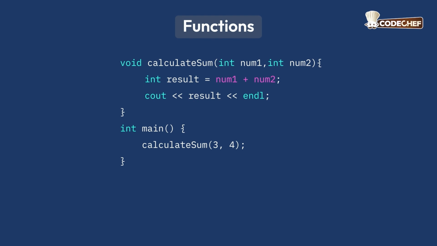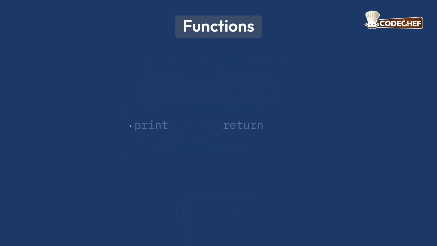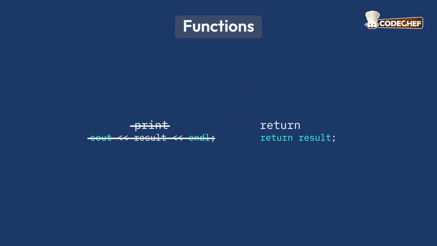Here, in this example, we define a void function called calculateSum that takes two numbers as input, adds them, and prints the result directly. The function's return type is void, which means it doesn't send back any value. Instead, it directly prints the result. But what if we want the function to return the sum instead of printing it?